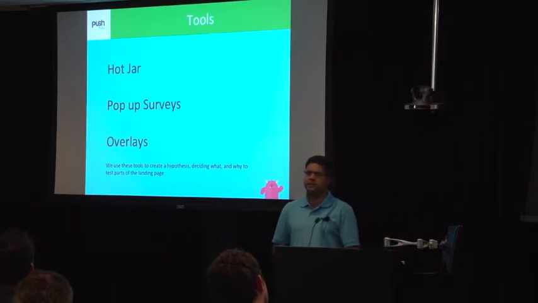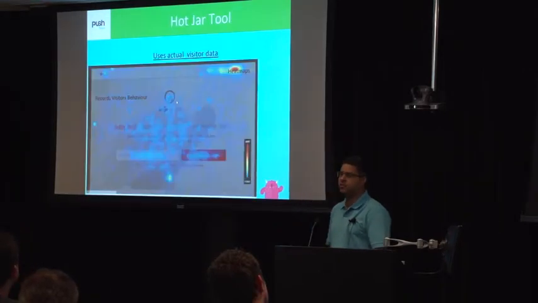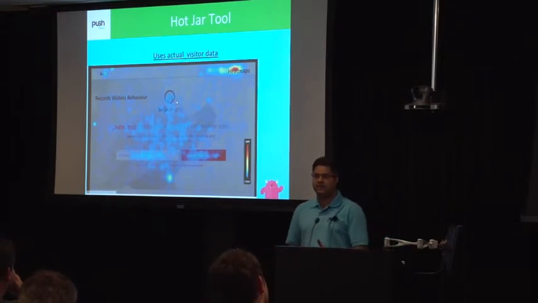Some of the tools that we can use to help improve conversion rates. One is a product called Hotjar. It's pop-up surveys and overlays. This is the Hotjar tool. It's fairly inexpensive to add to your site. What it does is it shows actual visitor data. We've been using predictive eye tracking studies for a long time. This is actually what people are doing when they come to your site.